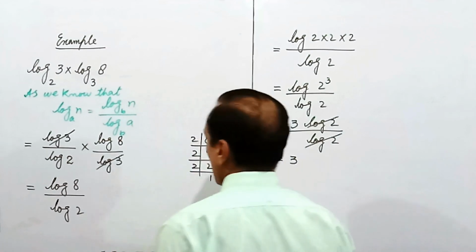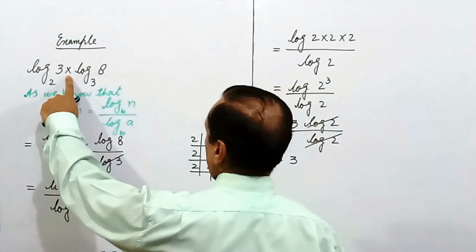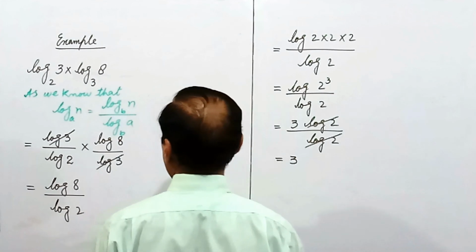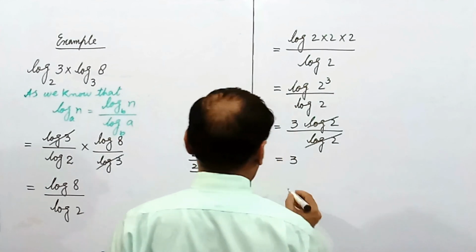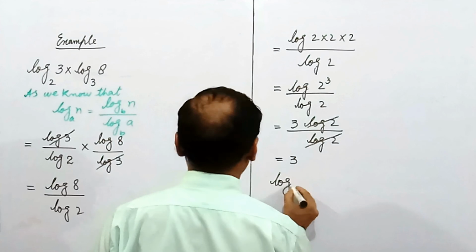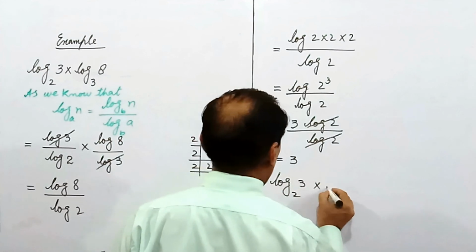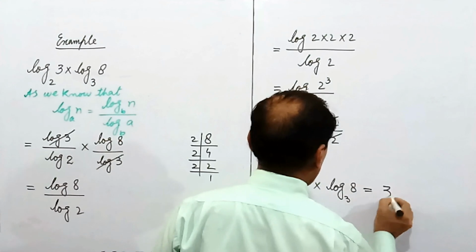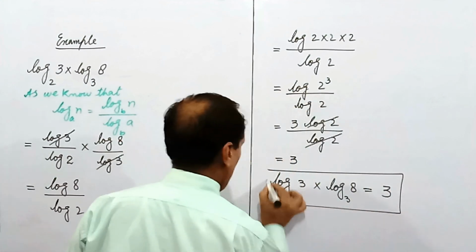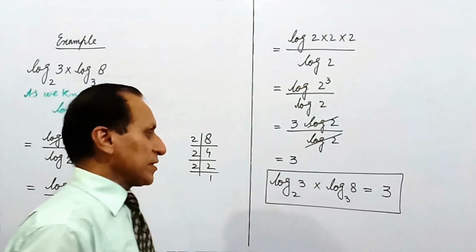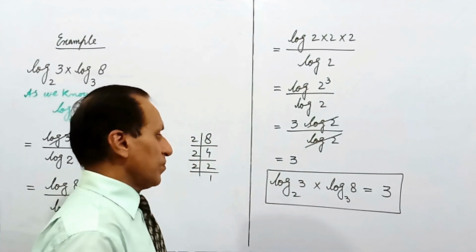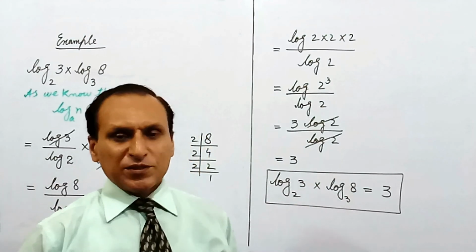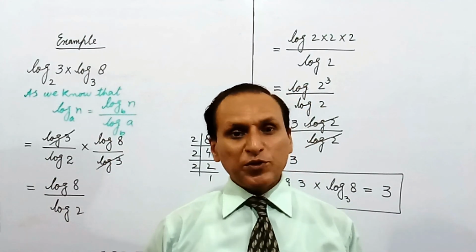So hence we find the value of the product of logs having different bases by a simple application of the fourth law, and that is log 3 to the base 2 multiply log 8 to the base 3 is equal to 3. So hence we find a simple method of calculation of the values of logs having different bases. So I hope you learn why we use logarithm.